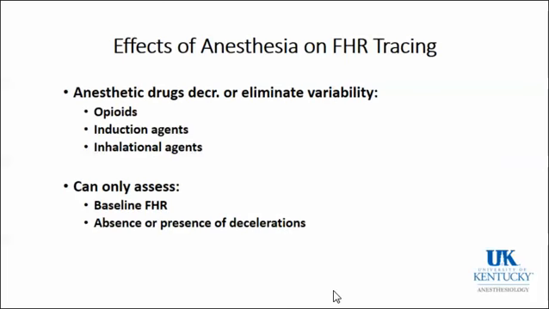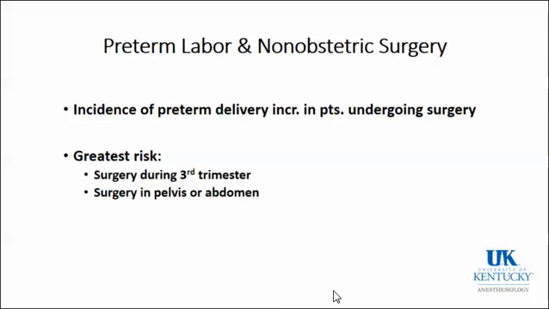Remember when we talked about fetal heart rate tracings, drugs that we give for anesthesia can affect the fetal heart rate tracing. So if you do continuous fetal heart rate monitoring during general anesthesia, your opioids, your induction agents, and your inhalational agents will all decrease or even eliminate your variability. So really the only thing you can assess in a patient under general anesthesia if you're doing fetal monitoring is the baseline fetal heart rate and whether or not there are any decelerations.